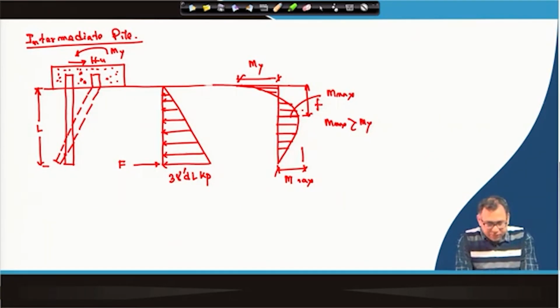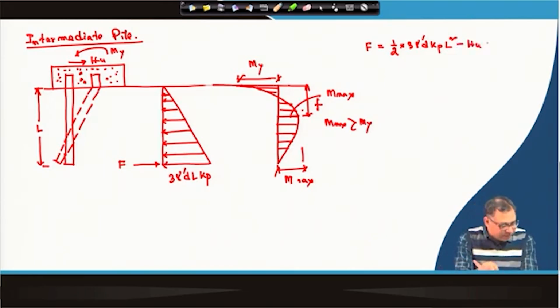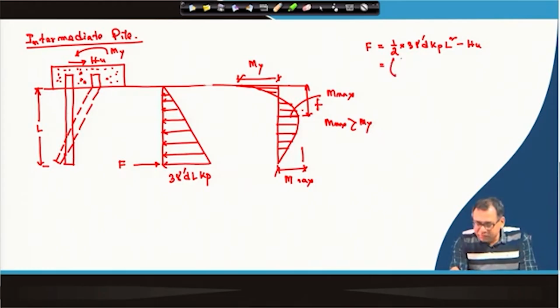This reaction force F I can write as the total one minus H u. The total one is half into 3 gamma dash d K p L square, and H u is acting in the opposite direction. So that will give me F. I can write F is equal to 3 by 2 gamma dash d L square K p minus H u. So, this is equation number 1.